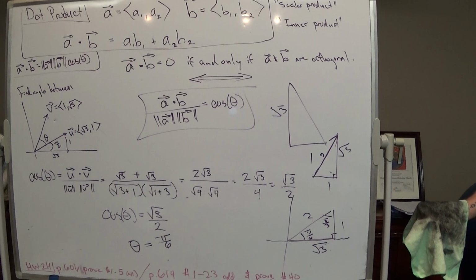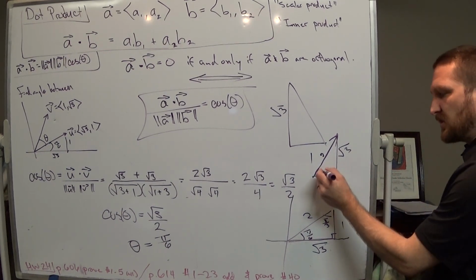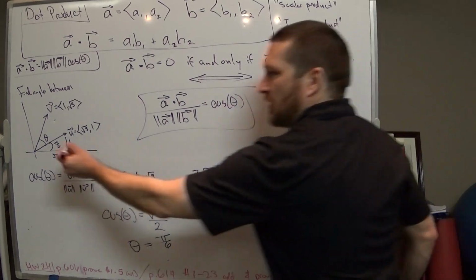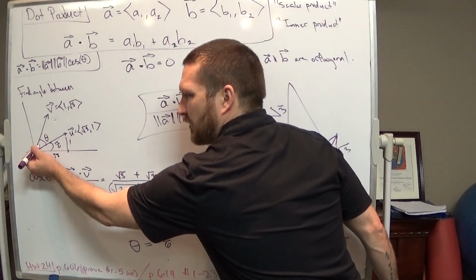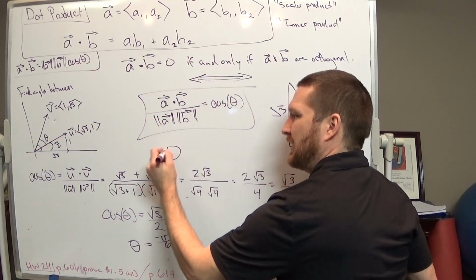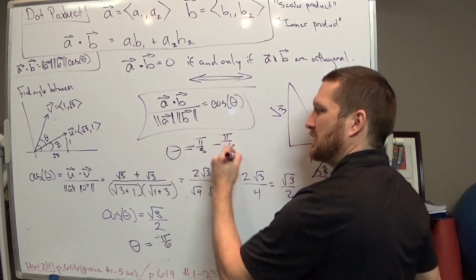So, one second. What did I do? Okay, so then this is pi over 3, right? So in other words, from here to here is pi over 3. So in other words, theta is the same thing as pi over 3 minus pi over 6.